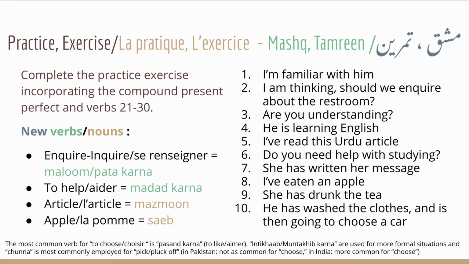Practice or exercise, mashq ya tamreen. Complete the practice exercise incorporating the compound present perfect tense and the new verbs you have learned, 21 through 30. So some new verbs and nouns you need for the exercise. To inquire is मालूम करना और पता करना. To help is मदद करना. An article, as in like a newspaper article, is mazmoon, and an apple, like the fruit, is seb.